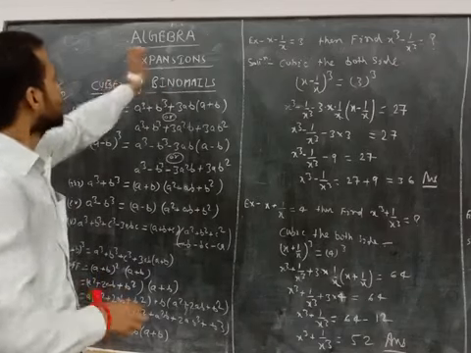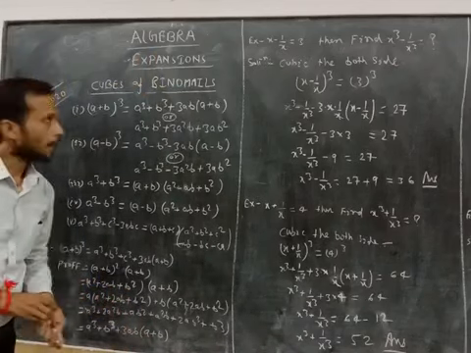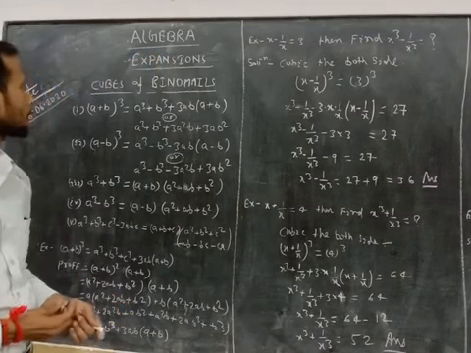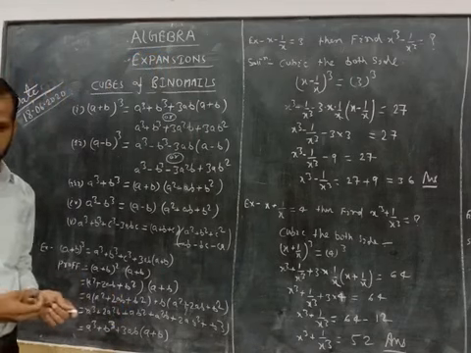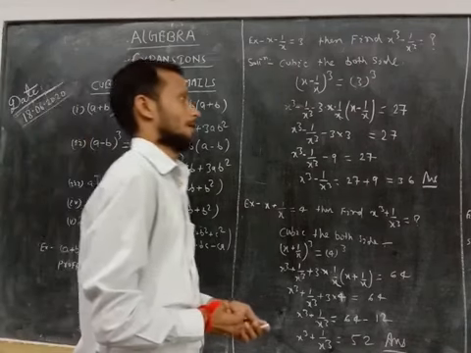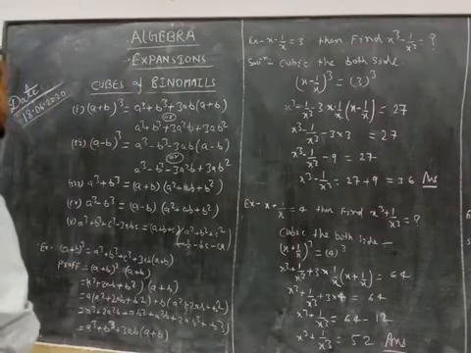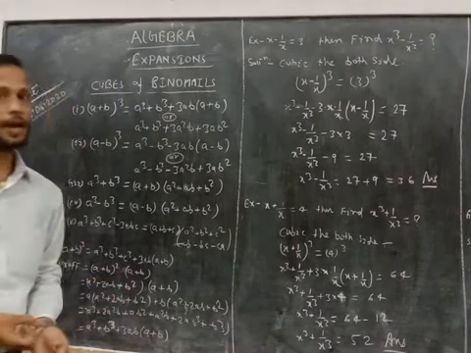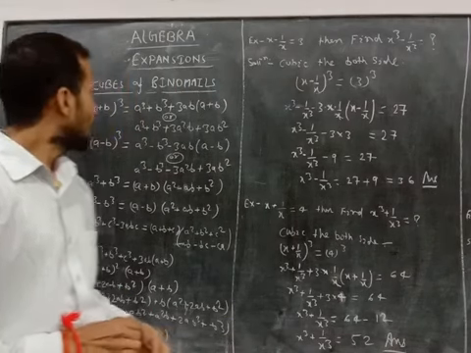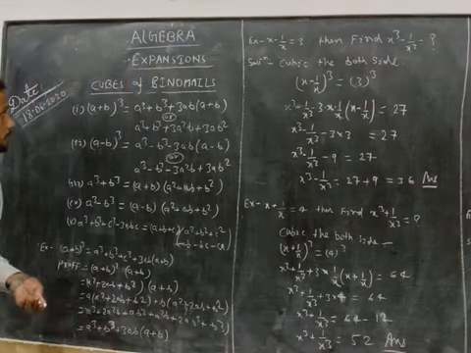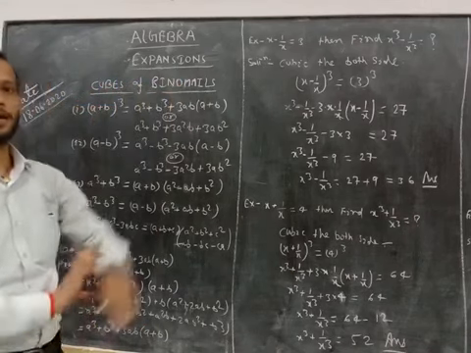Chapter 4: Algebraic Expressions. In the previous class we discussed the square and normal forms, and again we discussed the cube of a binomial.